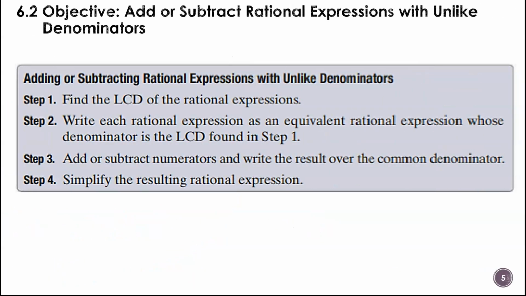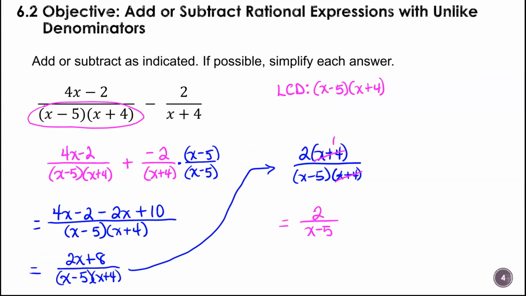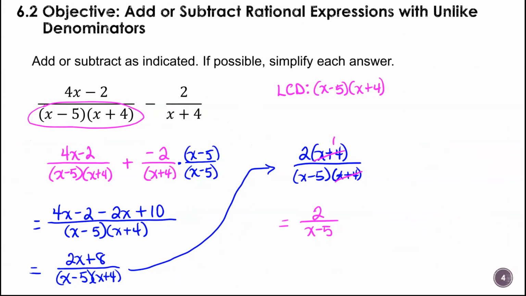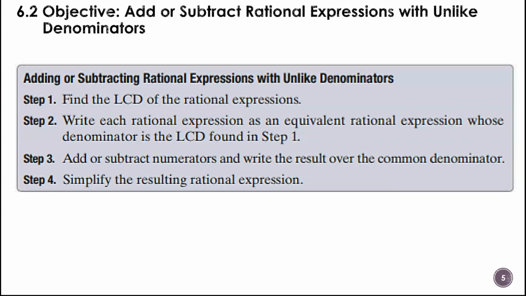I'm going to start on the next part. This is just showing the steps that we find the LCD, we write each of them with that so that we have an equivalent expression with that same LCD. Then we add or subtract numerators and write the result over the common denominator and simplify. So we have been doing that on each of these questions. I'm going to stop this video and pick this up on the next one.